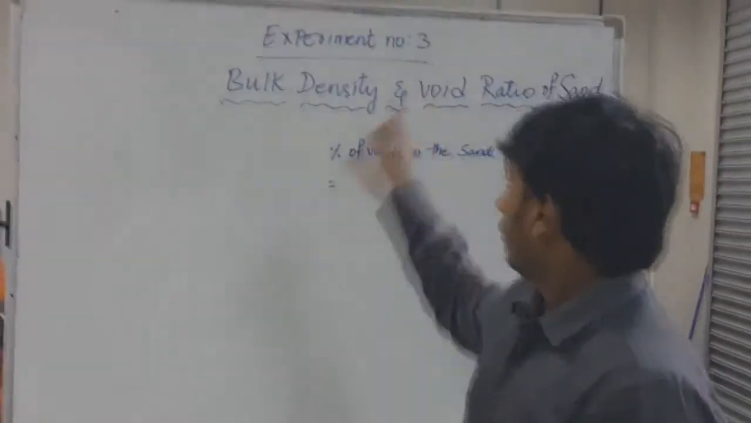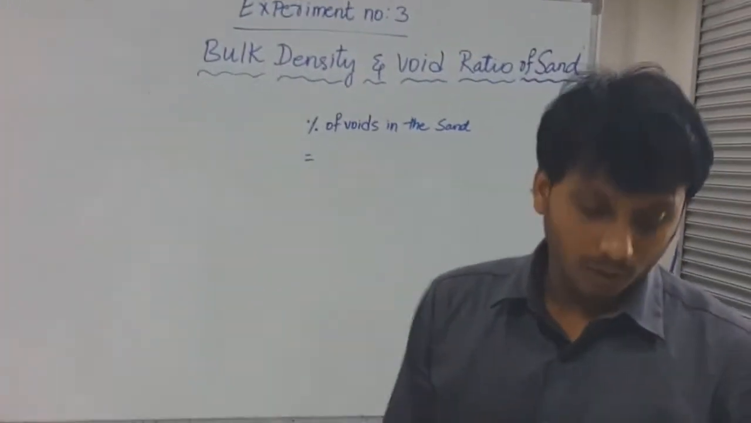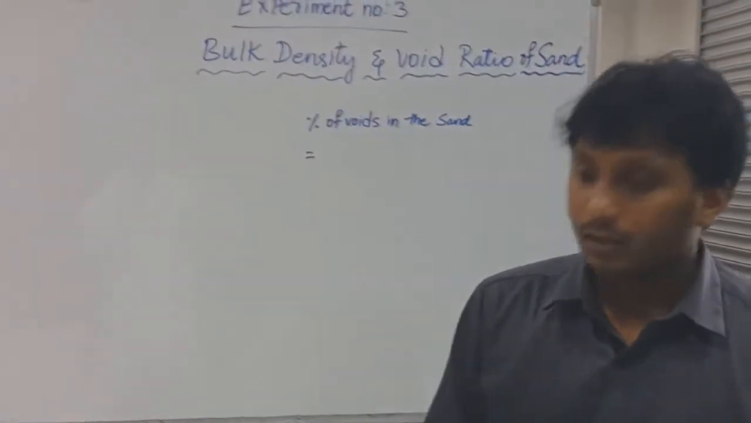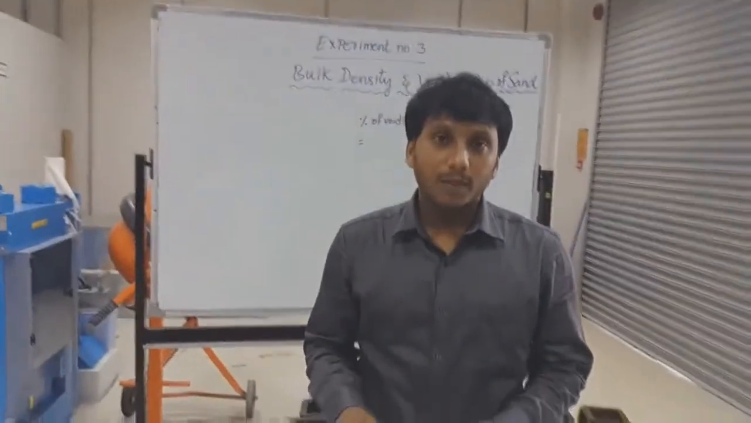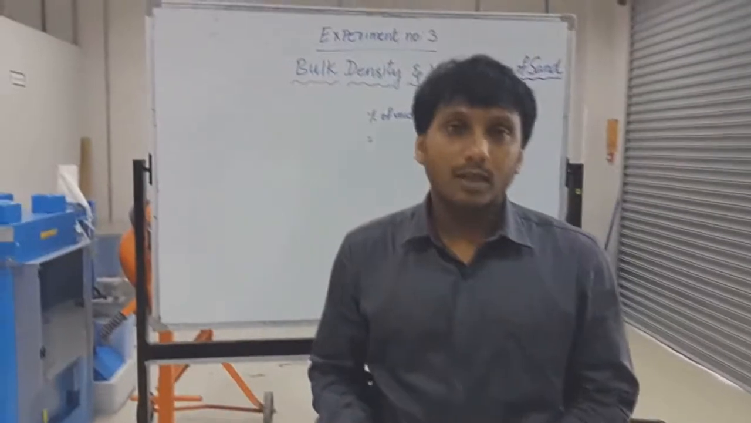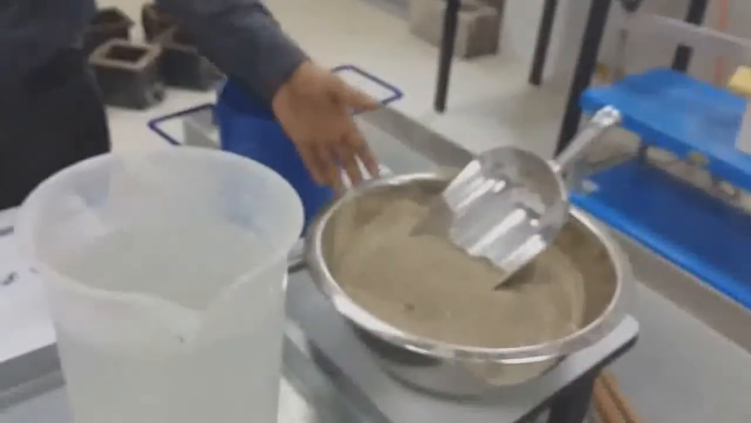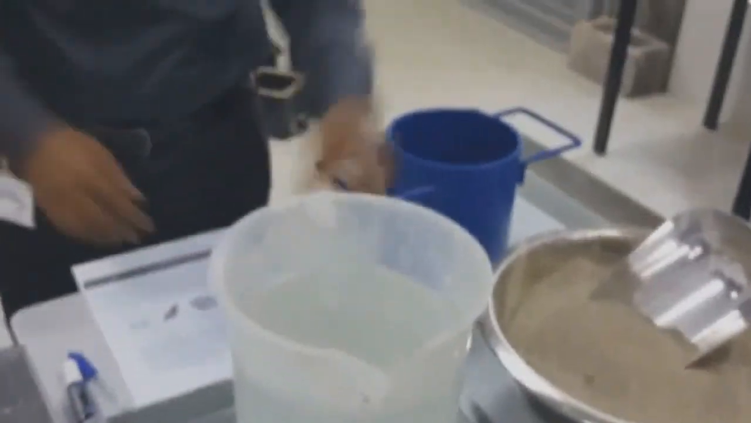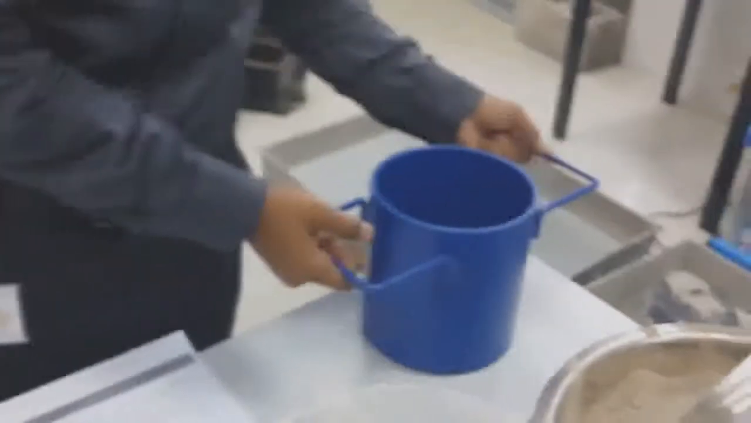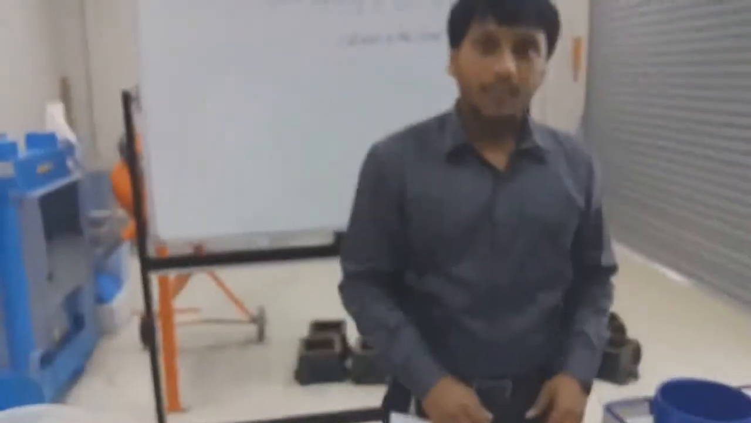Now I am going to explain experiment number 3, bulk density and void ratio of sand. The aim of the experiment is to determine the bulk density and void ratio of sand. The apparatus we require are sand, water, tray. This is called the mold. This is a tamping rod, weighing machine, and all this we require for the experiment.